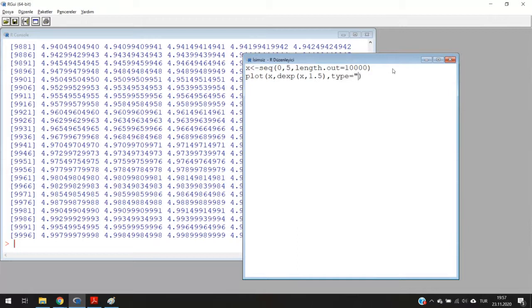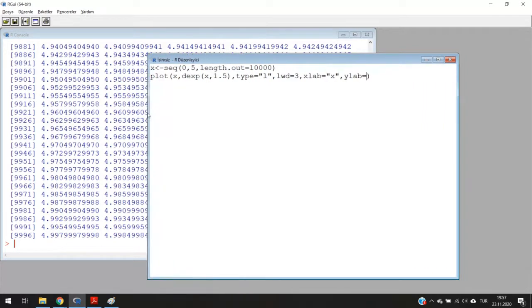And I'm going to connect these plot points. So the type of the plot diagram is a line. And the width of this line is just going to be 3. And the label of the x-axis is just going to be x. And the label of the y-axis, the vertical axis, is just going to be, of course, f of x, because it is a probability density function.